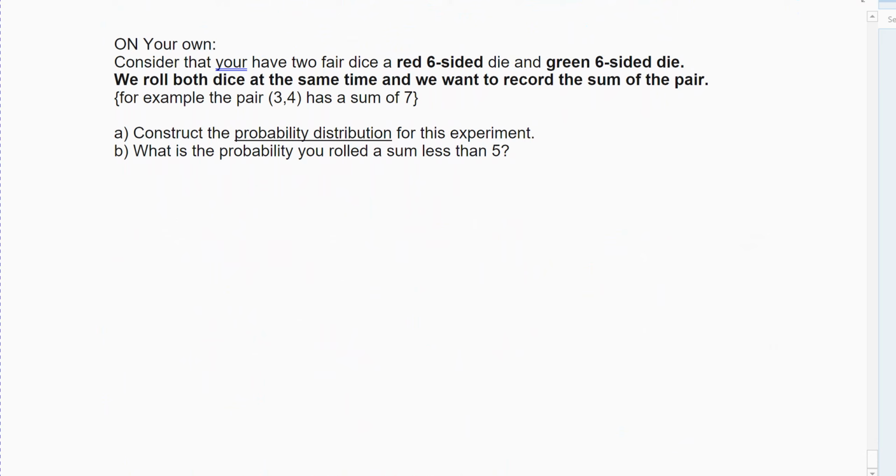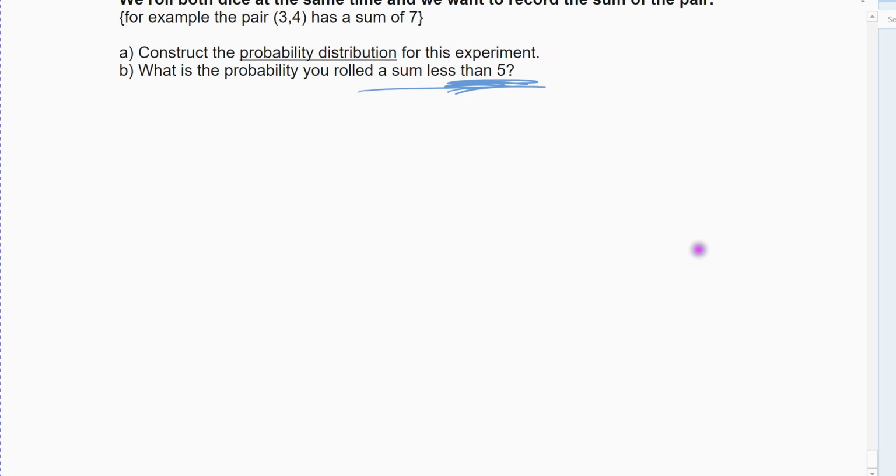So you have 2 fair dice, a red dice and a green die. You roll them both at the same time. You want to record the sum of the pair. Remember, the sum means I add up the numbers in my pair. So a 3, 4 is a sum of 7, a 4, 3 is a sum of 7. Construct the probability distribution for the experiment, and then use it to figure out the probability of rolling a sum less than 5. Make sure you do less than 5. Don't include the sum of 5.